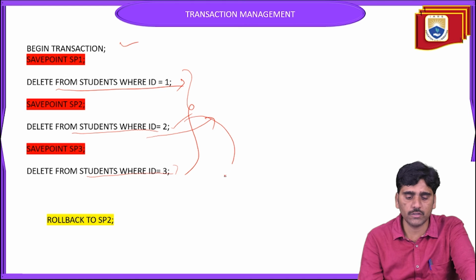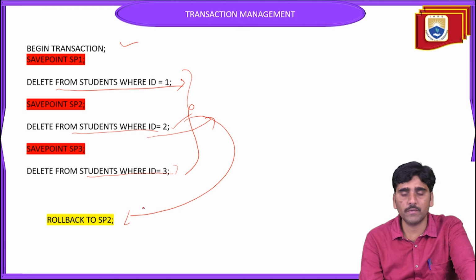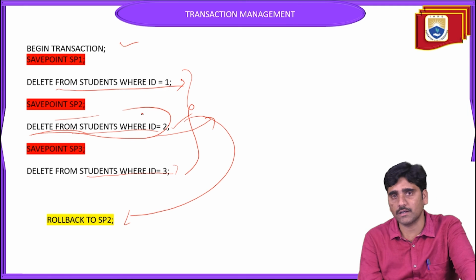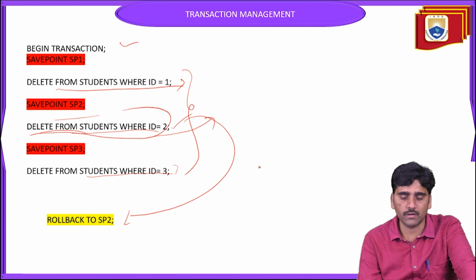So what should I do? I just ROLLBACK TO SP2, so that only this particular operation, only this particular transaction, is rolled back. So by creating all the save points, you can roll back to any particular point of the transaction.